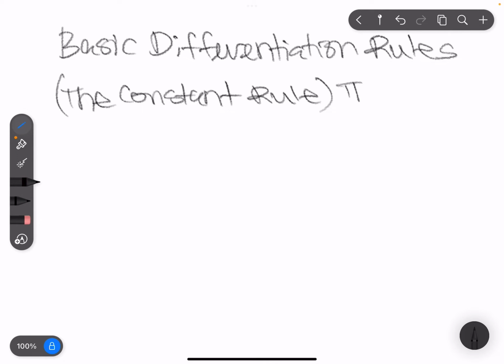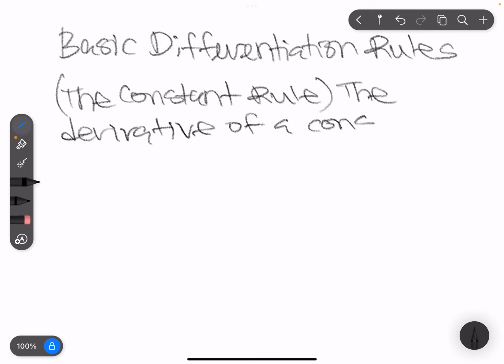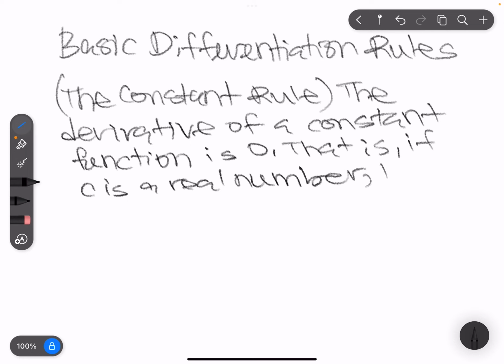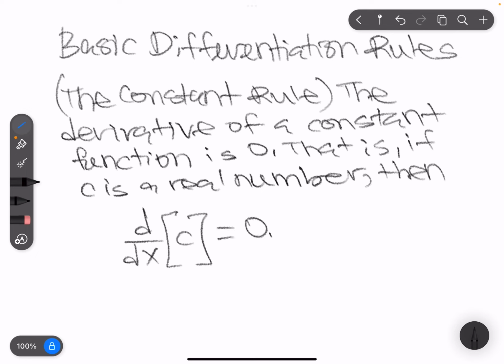This rule states the derivative of a constant function is 0. That is, if c is a real number, then the derivative of c is 0.